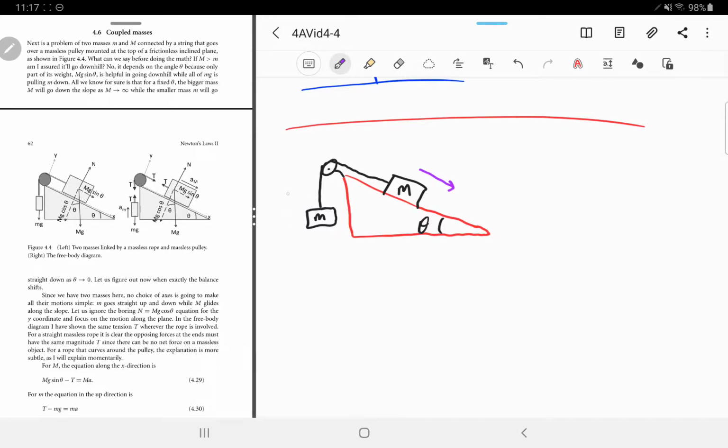So I'm going to consider this to be the positive direction. A positive acceleration is one where this mass will go up and this mass will go down along the ramp, like that. So that's what I have in mind. Let me be a little bit more careful about directions now. I'm going to define the i hat direction to be along the ramp, and the j hat direction to be perpendicular to the ramp.